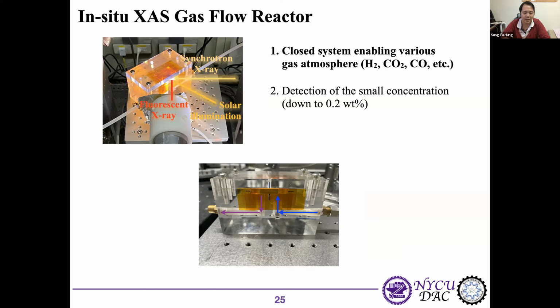This reactor can detect elements at a small concentration down to 0.2% using a light hole detector instead of the SDD detector. We can also use simulated solar radiation to evaluate the material variation during photocatalysis, because we use transparent materials here.